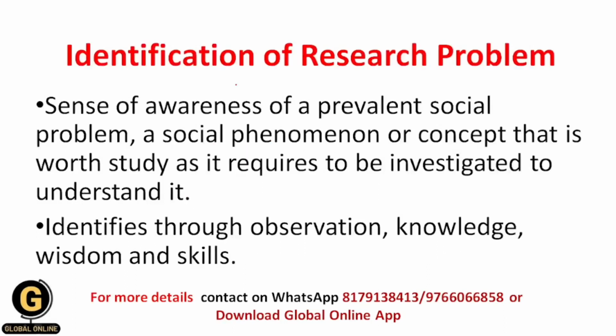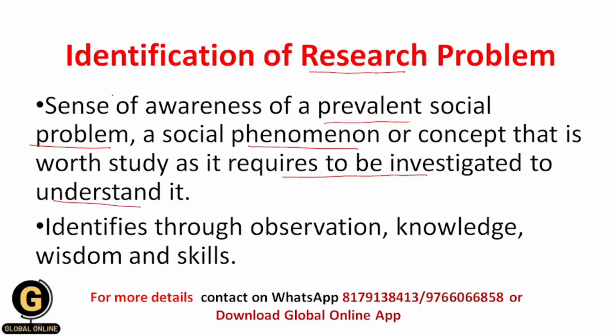Now students, let us see how you can identify a research problem. As we know, a research problem is a question or a statement of question about any kind of problem. For that problem you have to find the solution through the scientific method, and that we call research. So let us see how you can identify it. It is the sense of awareness of a prevalent social problem, a social phenomenon or concept that is worth study as it requires to be investigated to understand it.